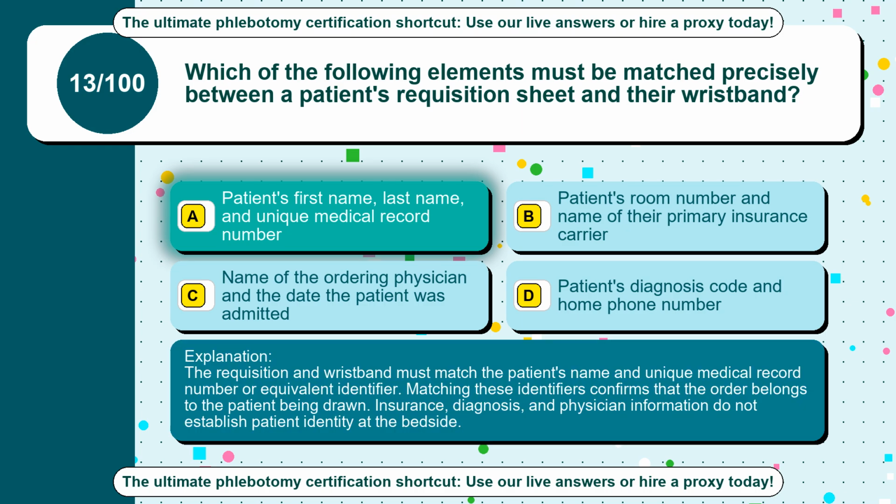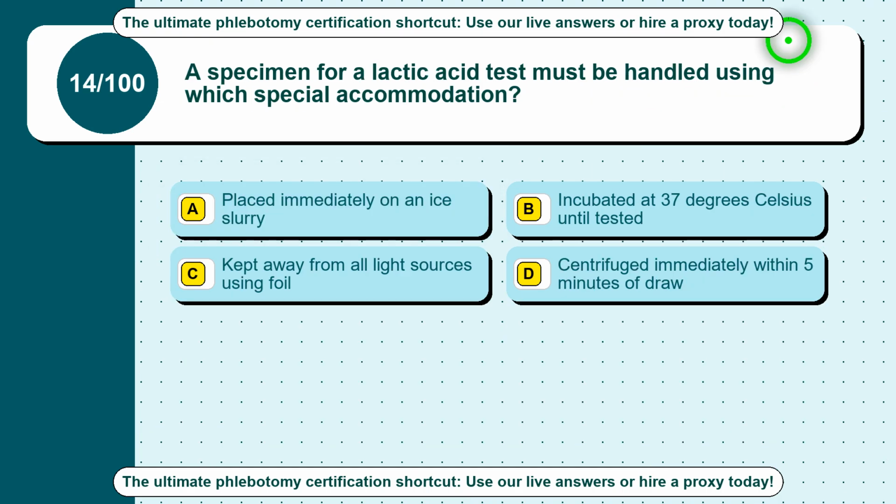The requisition and wristband must match the patient's name and unique medical record number or equivalent identifier. Matching these identifiers confirms that the order belongs to the patient being drawn. Insurance, diagnosis, and physician information do not establish patient identity at the bedside. Question 14. A specimen for a lactic acid test must be handled using which special accommodation? Option A, placed immediately on an ice slurry.